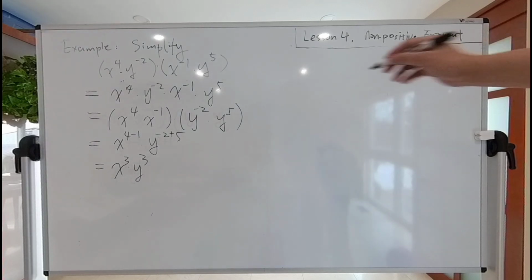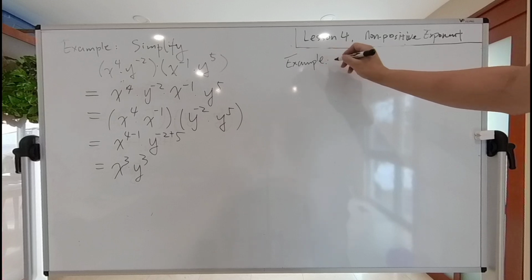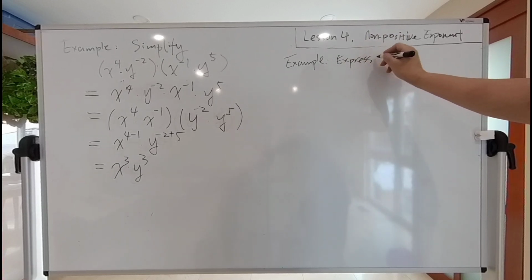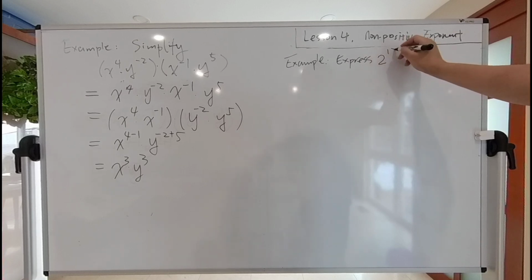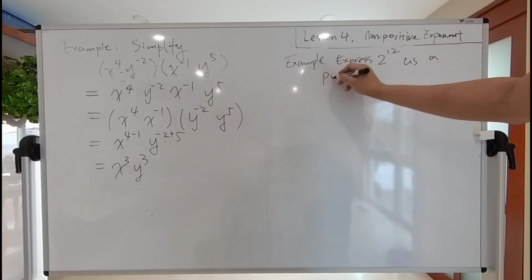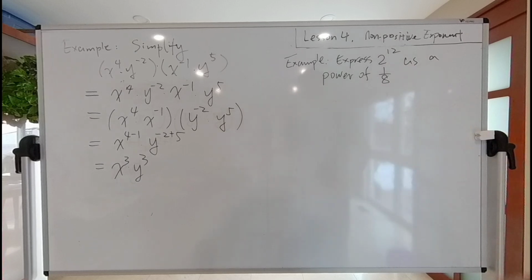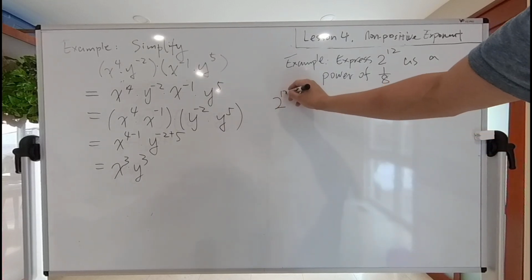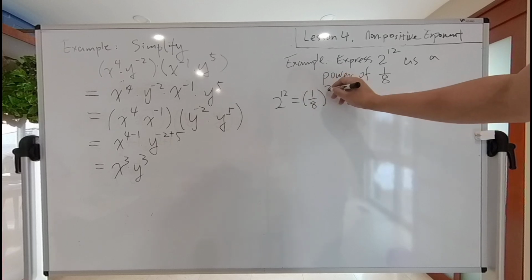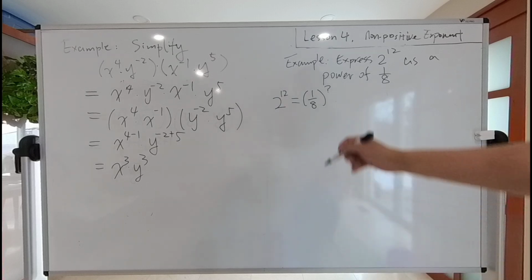Okay, the last example. To express 2 to the 12th power as a power of 1 over 8. So basically, I rewrite this number as equal to 1 over 8 with a certain power. So can this be done?